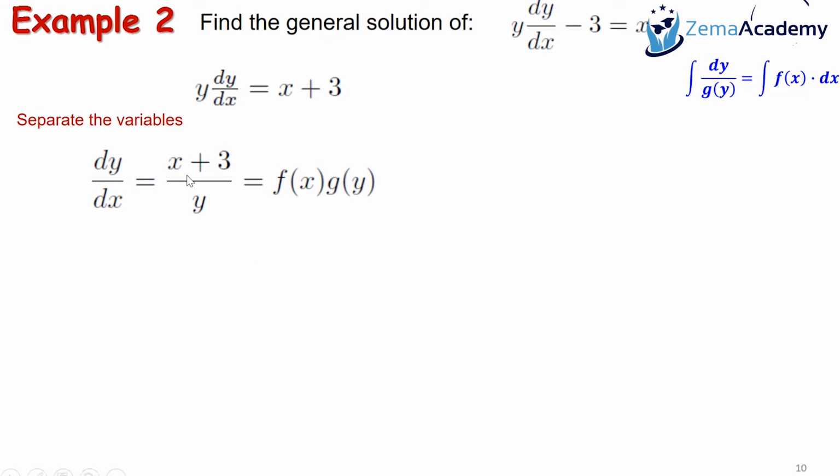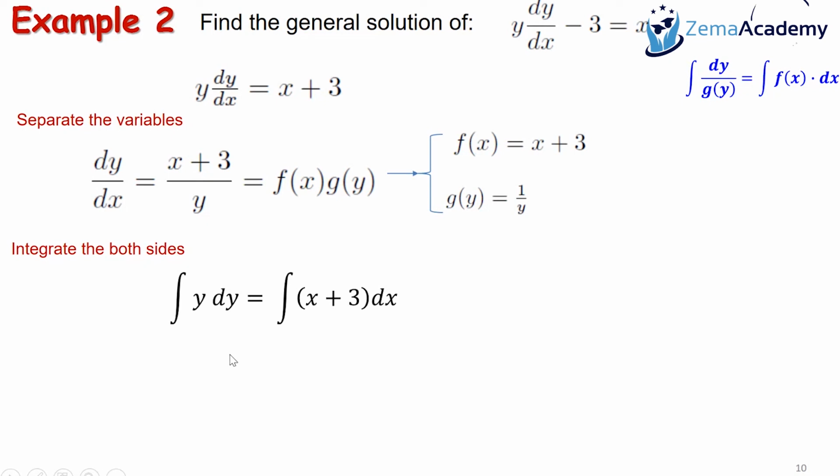And what you can do now is to place these functions f(x) and g(y) according to the standard formula. So the formula says that f(x) is x plus 3 and g(y) is 1 over y. So now if you replace this f(x) over here and this g(y) over here, in the next step you can integrate it.